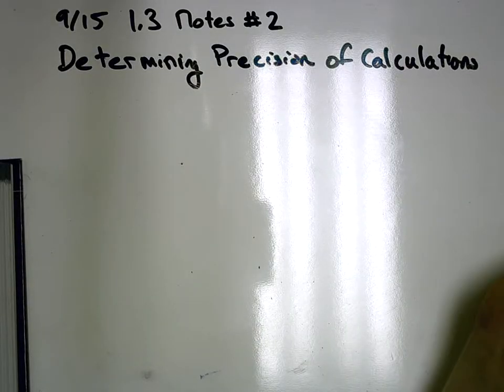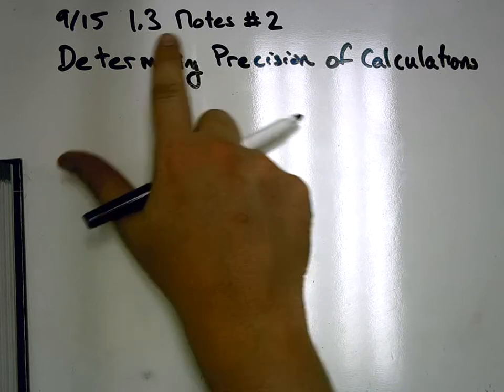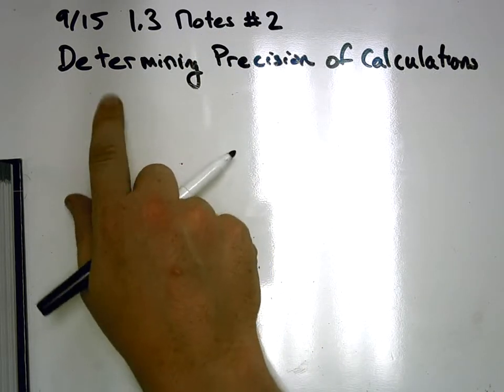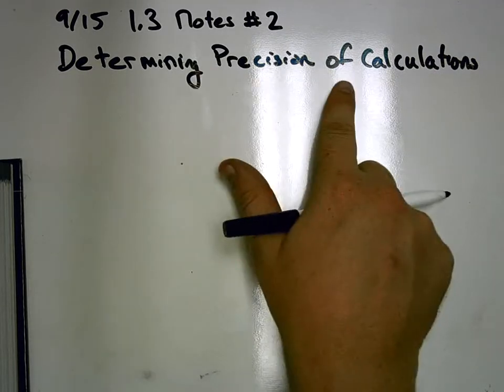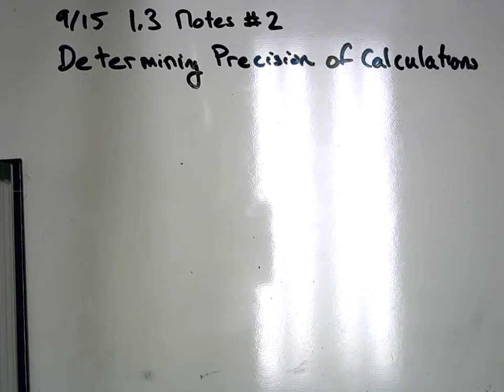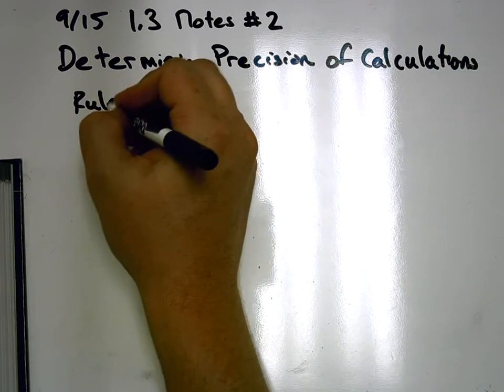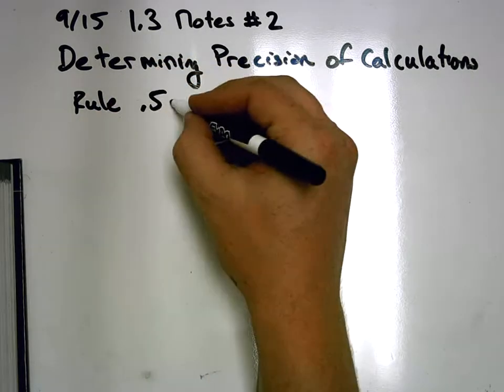Alright, students, today you're going to be taking notes on 1.3. It's the second day of notes for it, so put 1.3 notes 2. Today we're going to be talking about determining precision of calculations. Now, the first idea is it's kind of like a rule of 0.5 units.